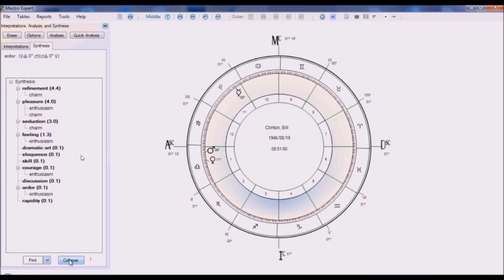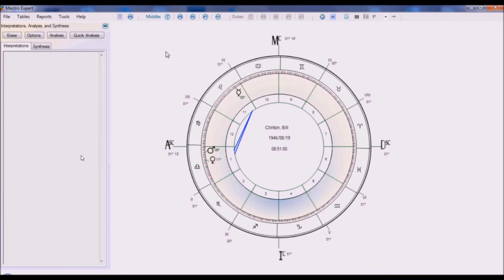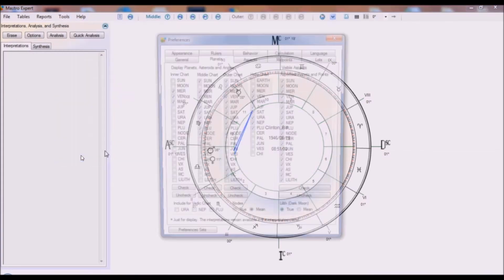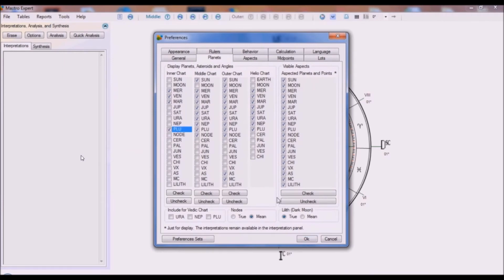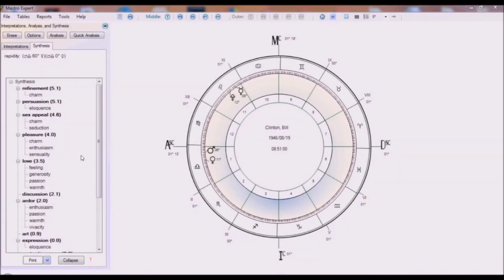And this is what we find: refinement, charm, pleasure, enthusiasm, seduction, etc. If we just add Pluto in the pattern, we're going to have more to analyze. This adds a note of persuasion, sex appeal, so it looks like what we had, but now with new subtleties because of Pluto.